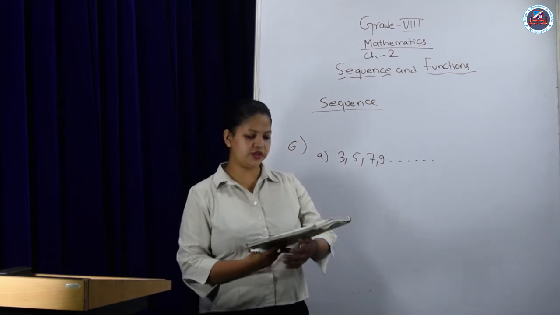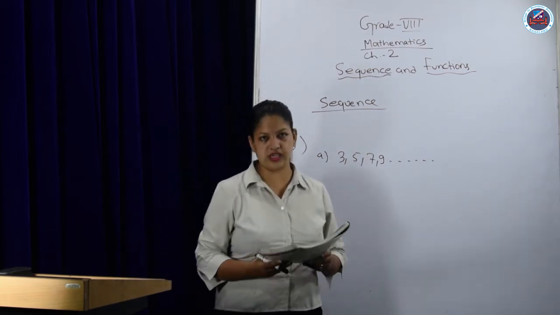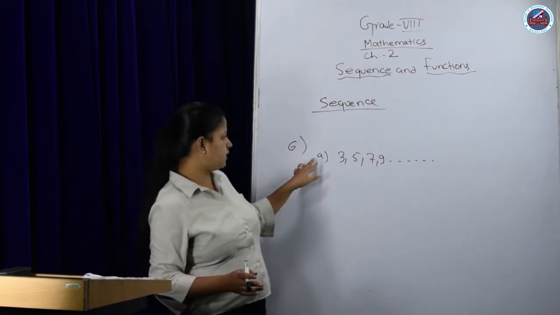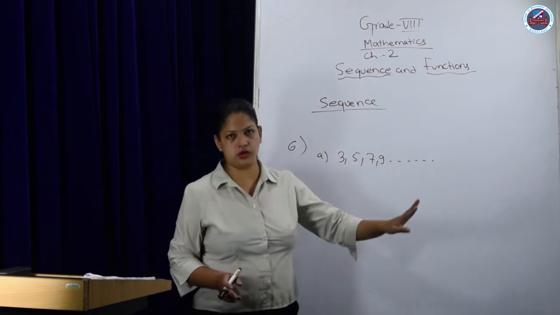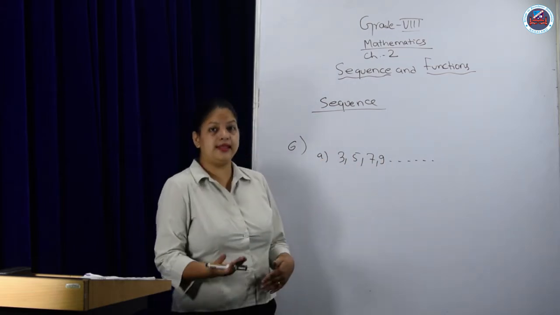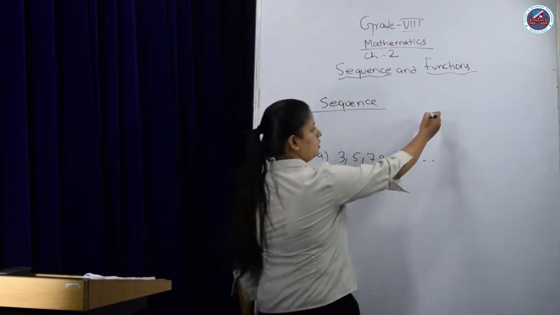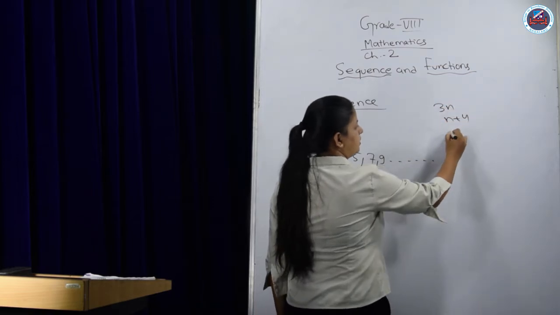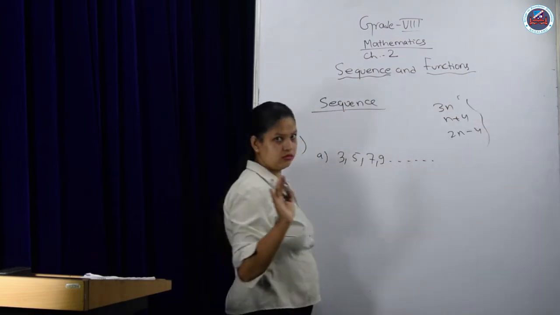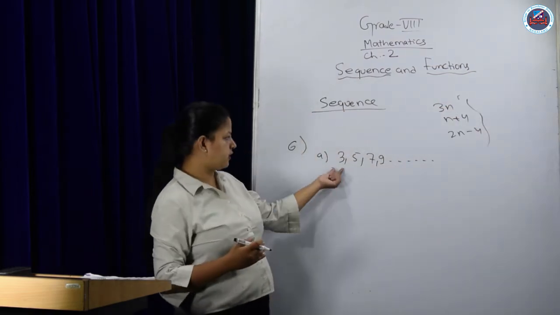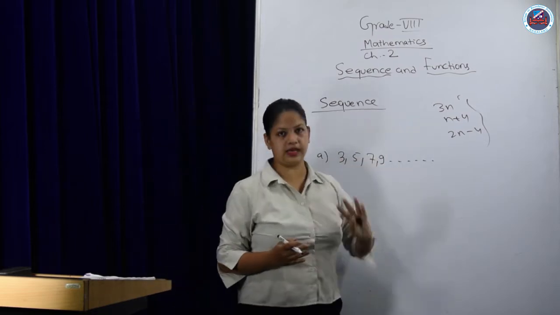Work out an expression for the nth term for each sequence. Your sequence is given: A, 3, 5, 7, 9, and so on. Now you have to form the nth term. Before, it used to be 3n, or n plus 4, or 2n minus 4, it might be anything. Now you have to verify and check that it is correct for each one.